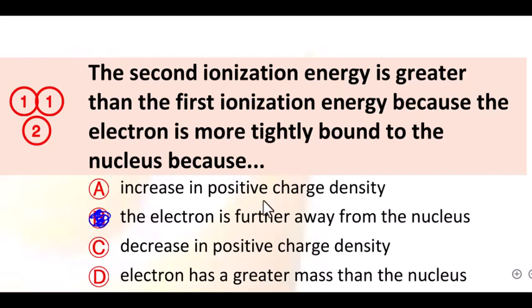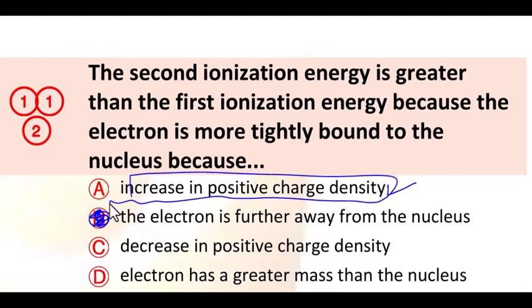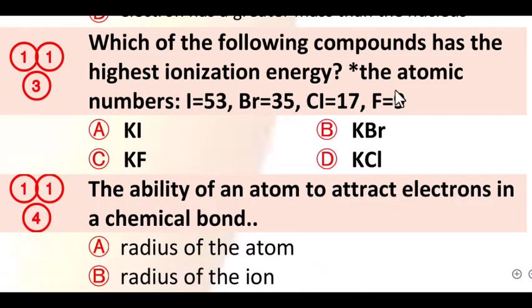So it can increase the positive charge, but if it's in the same period, increasing the positive charge increases the ionization energy. So the answer that is most correct is A: in the same period, the second is more than the first, as the shielding effect is not required here. The second is more than the first because of the increase in positive charge density.